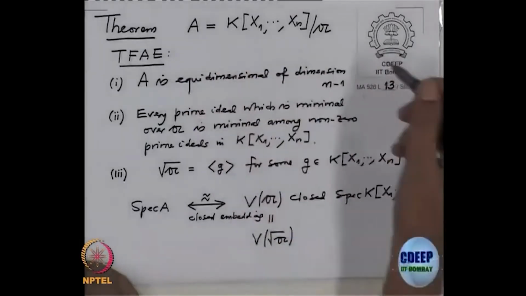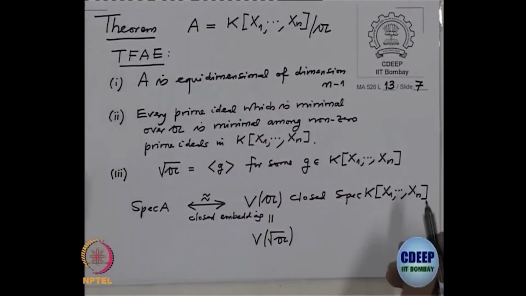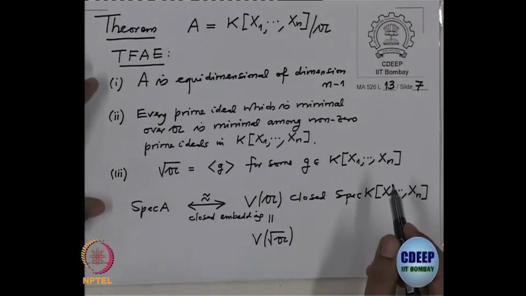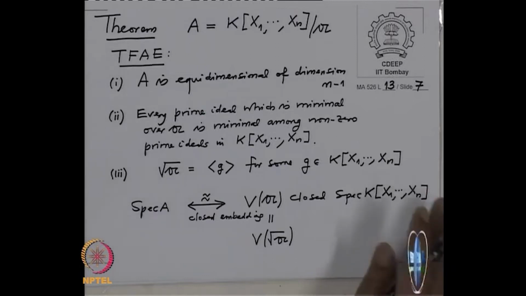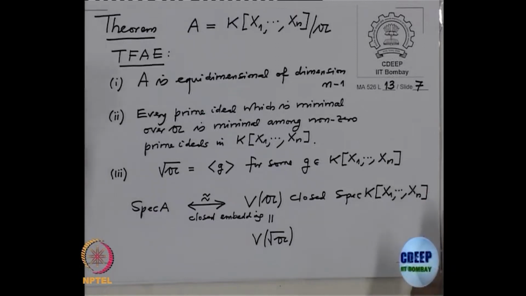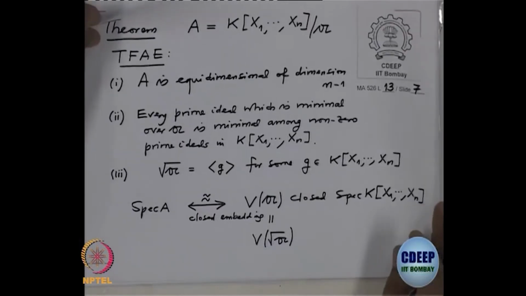This equivalence will justify, this equivalence is in fact an analog of what we did in linear algebra. A hypersurface in the vector space is defined by one equation. That is, a one less dimensional subspace in a finite dimensional vector space is defined by one equation. Okay, so let us prove this.